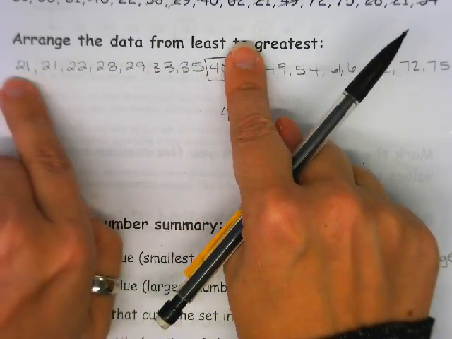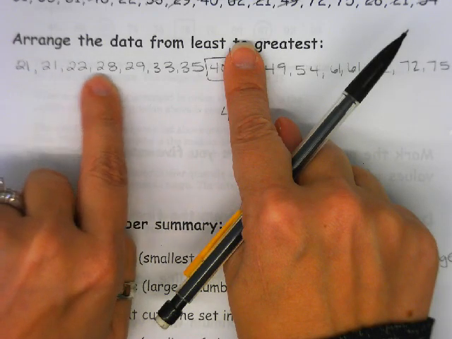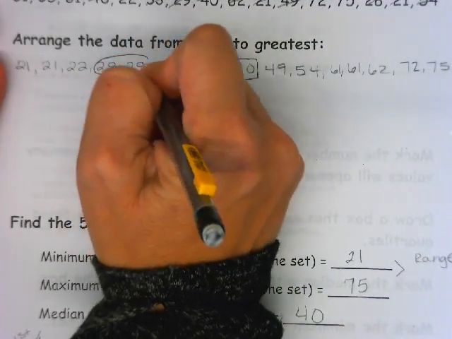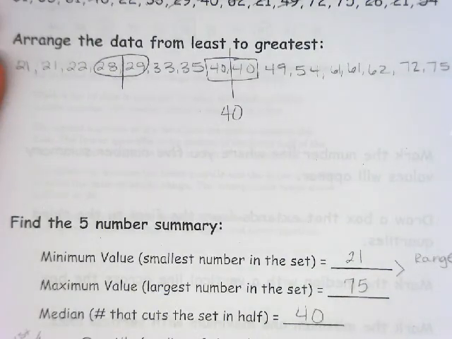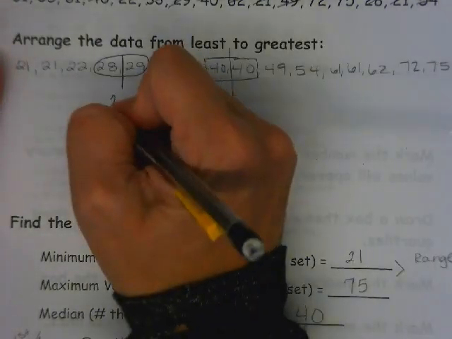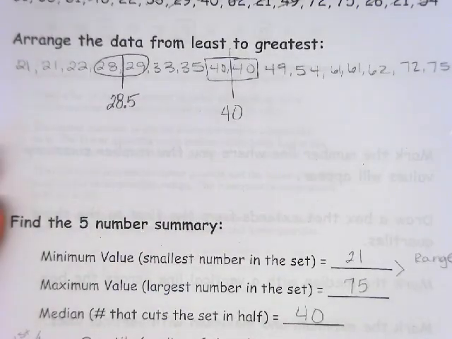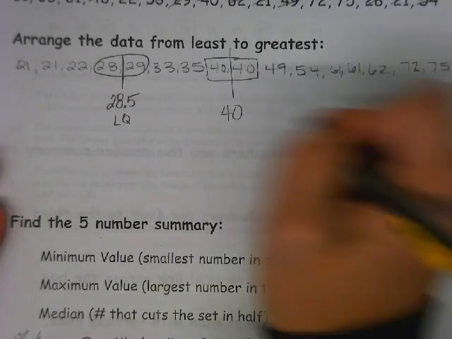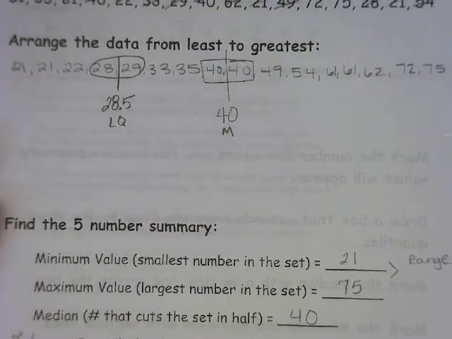So what is in the middle of 8? What would be my middle number here? 28, 29. But I have to find the middle of that. So really, what's in the middle of 28 and 29? 28.5, or 28 and 1/2. Very good. And that is actually my lower quartile, or my first quartile. This is my median. And then I need to do the same thing over here.